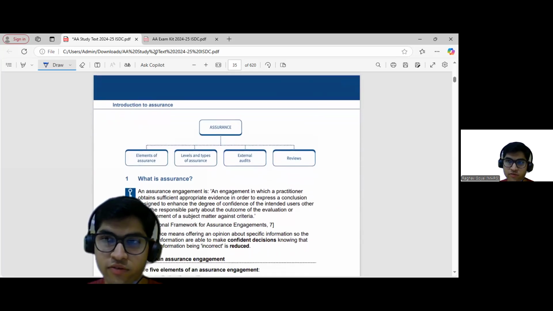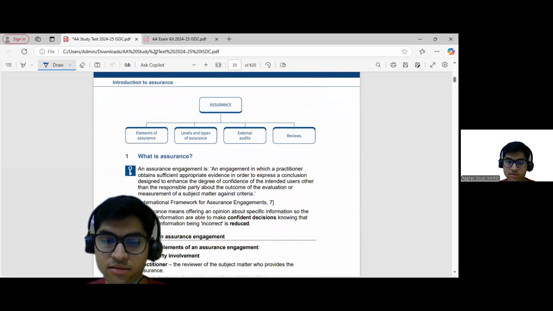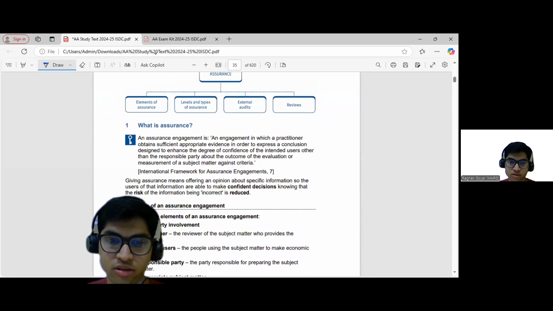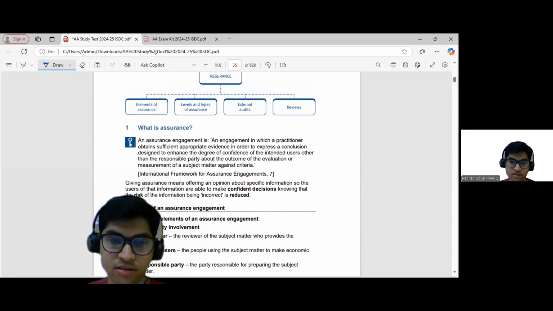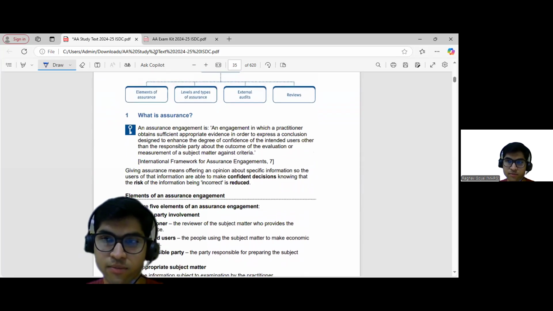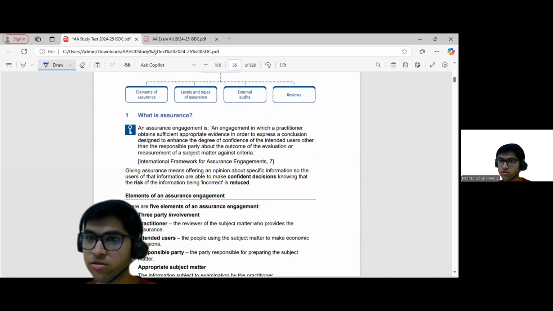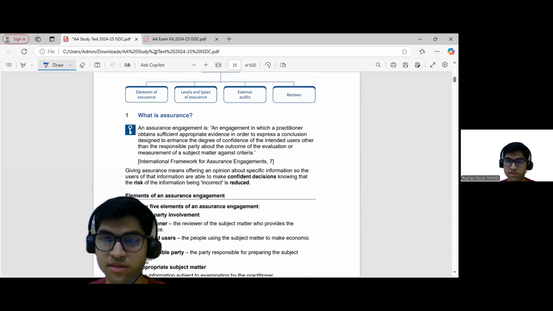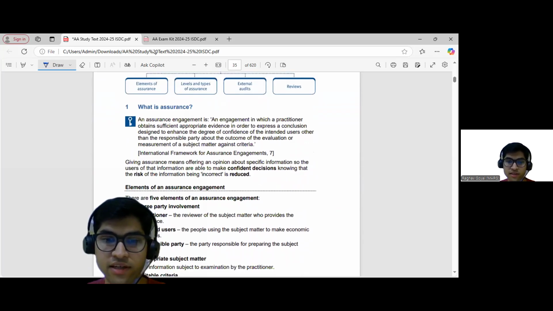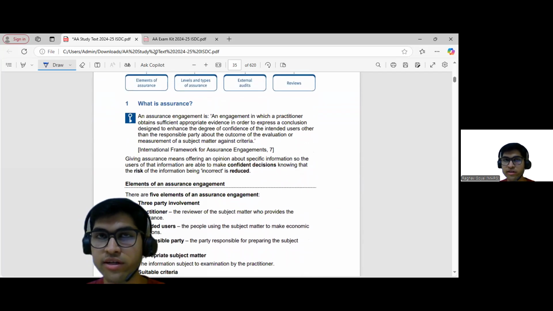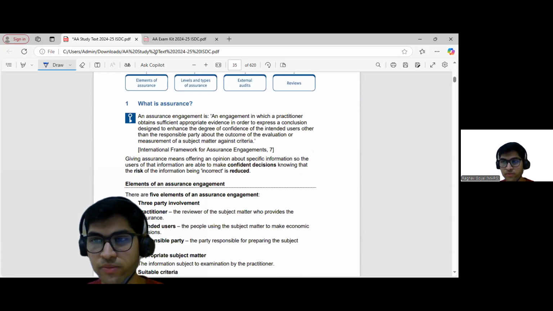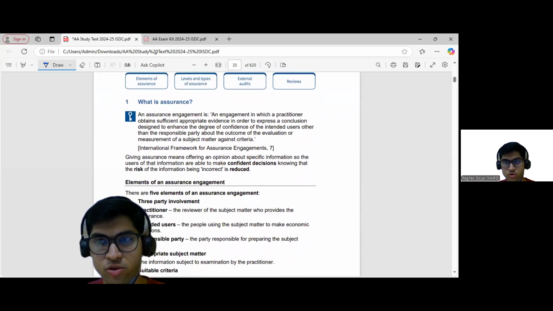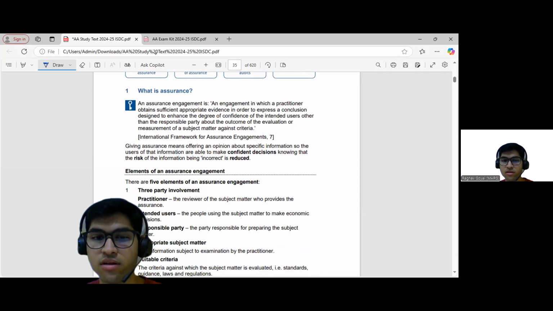First of all, we had the three parties, which are the practitioner, intended user, and responsible party. This is the first element. These are not three elements. Then we have the appropriate subject matter, so what it is that you're assuring over. Then we have suitable criteria: what it is against which you're assuring it, the benchmark, which could be the financial reporting framework.